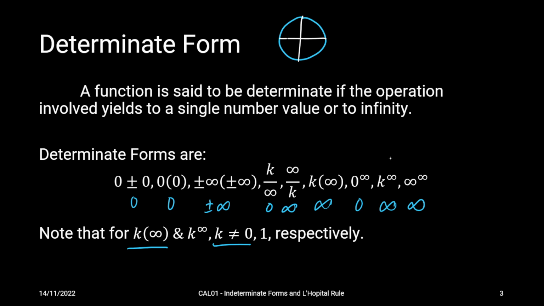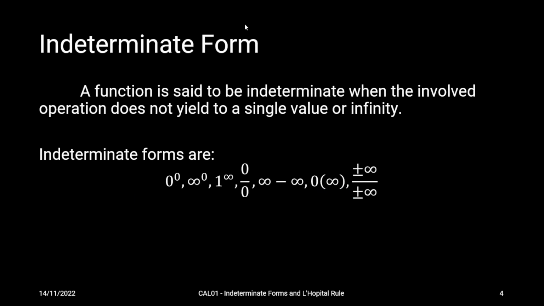Take note that we have a restriction on this one and this one. For k times infinity and k raised to infinity, k should not be equal to 0 and 1 respectively. Why? Because if this is the case, it will become indeterminate. A function is said to be indeterminate when the involved operation does not yield a single value or infinity. We get what we call a contradiction.